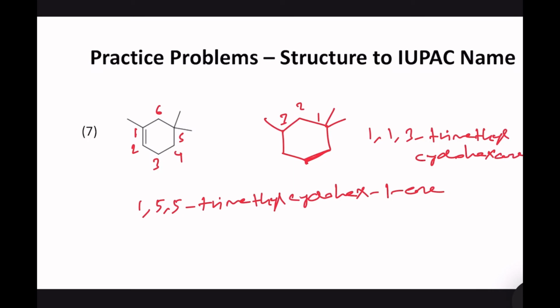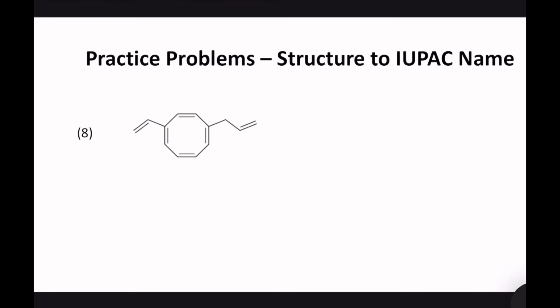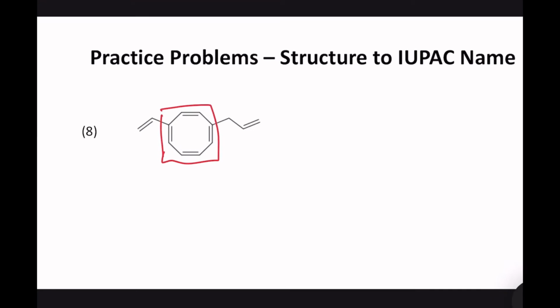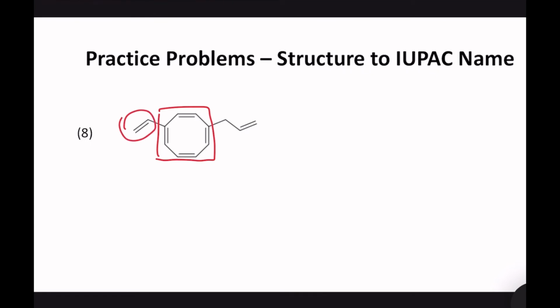Let us look at next example. Let us look at example number 8. Here our parent chain is cycloalkatetraene. That is our parent chain. As substituents, we have an ethynyl, that is here, and we also have a propenyl group, that is here.